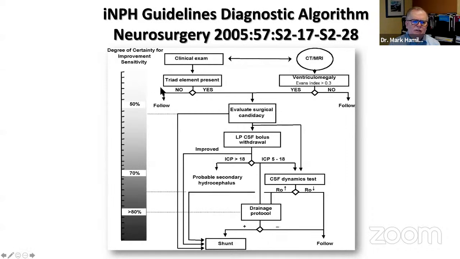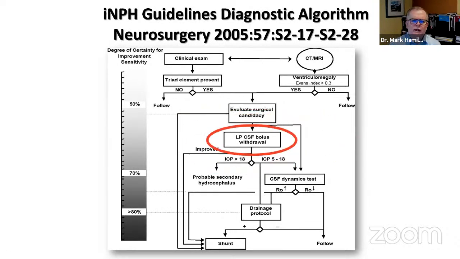And what the guidelines show, if you look over here, is the degree of certainty of improvement if one just uses a clinical exam and imaging, so an Evans index greater than 0.3, that I talked about, and they have the triad. Your chances of successfully picking people are about 50%. That's pretty bad. So that means a lot of people are going to get shunted without a good result. And then do you chase the patient or do you chase the shunt? In other words, you're trying to figure out whether your shunt's not working. So it ends up with a long downstream effect.